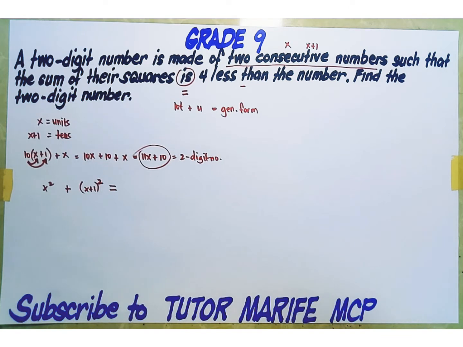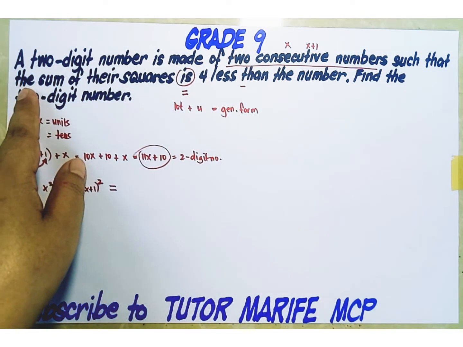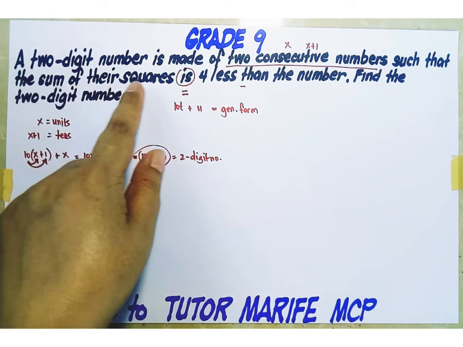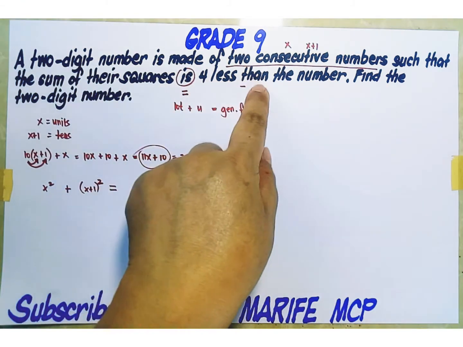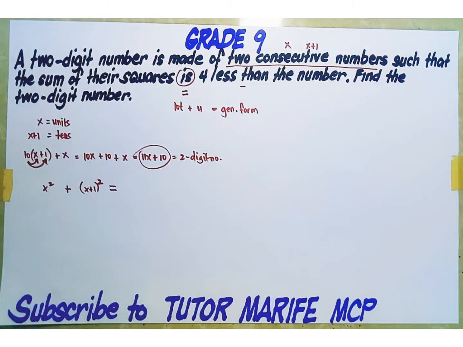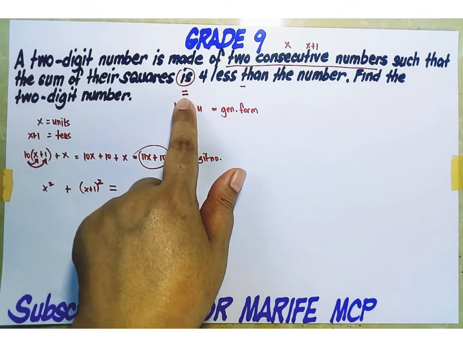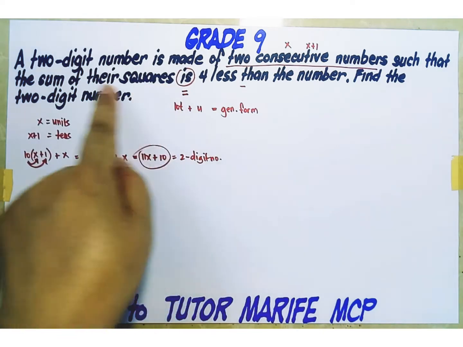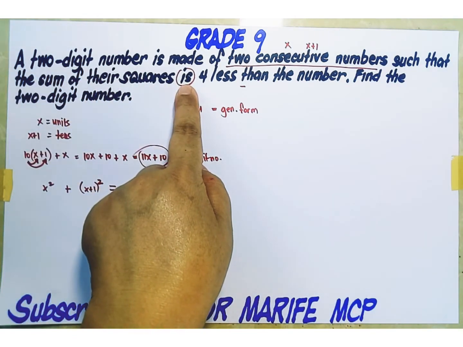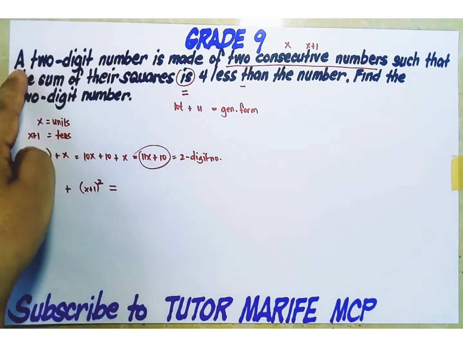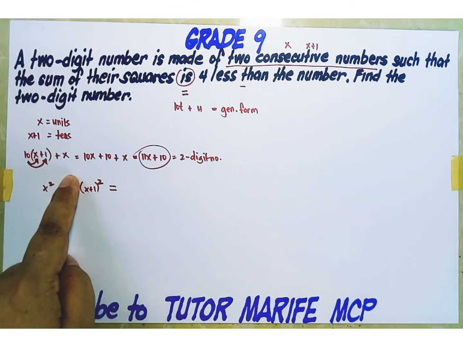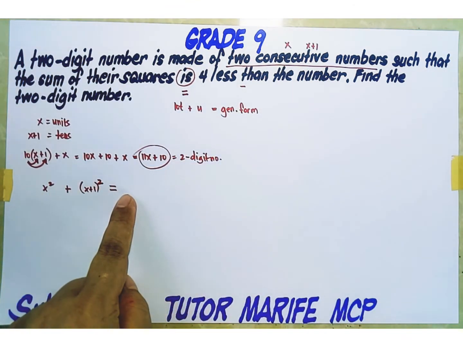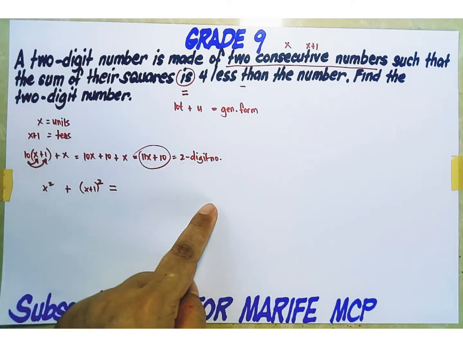After representation, we will form our equation. And to form our equation, we're going to translate this sentence. The sum of their squares is 4 less than the number. In the language of math, is is equivalent to an equal sign. This phrase at the left of the word is will be the expression on our left side, and this phrase will be our expression on the right side.